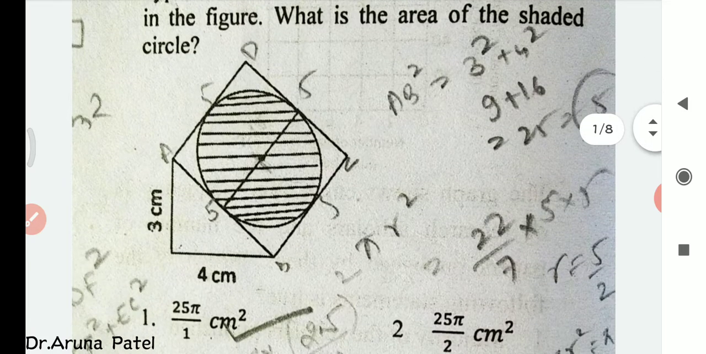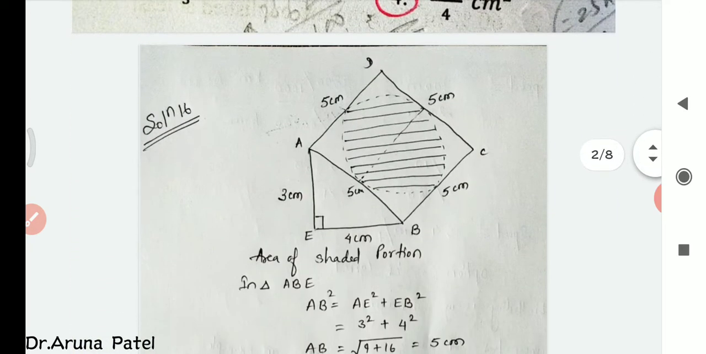So here is a right angle triangle whose base is 4 centimeter and 3 centimeter is the perpendicular shown in the figure, and on the hypotenuse side there is a square formed, and inside that a circle is there. So we have to find the shaded region, or the circle's area, here. So let's see the solution.